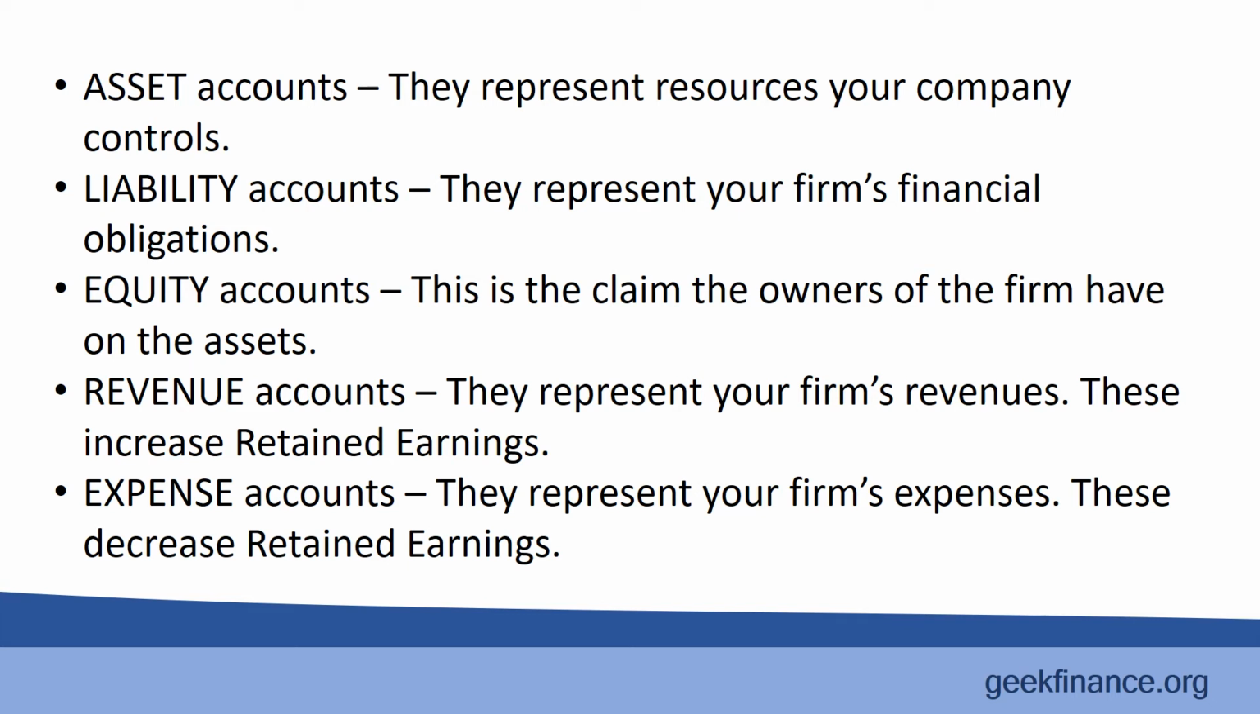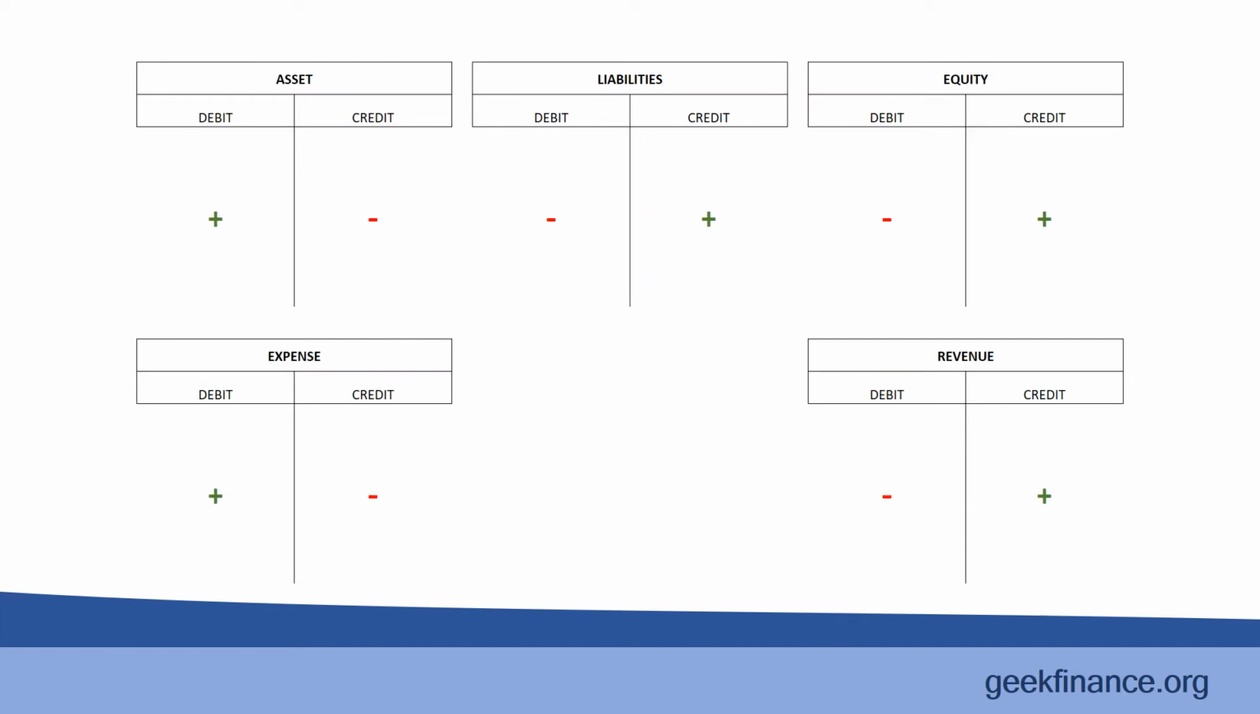The assets represent resources your company controls, like cash, inventory, property, plant, and equipment. Liabilities represent your firm's financial obligations, like debt or accounts payable. Equity represents the owner's claim on the company's assets. Now, this includes contributed capital, which is the money that investors put up to start the business, and retained earnings, or the money that has been generated by the business but hasn't been withdrawn by the investors. Revenues and expenses are pretty self-explanatory.